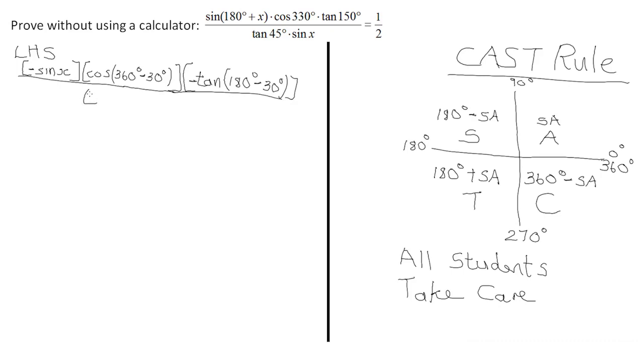Obviously, tan of 45 remains as is, and obviously sine of x remains as is. I don't think you should have any questions at this stage. Now let us simplify further. This will be equal to, obviously I cannot touch the minus sine of x. This will give me now cos of 30.